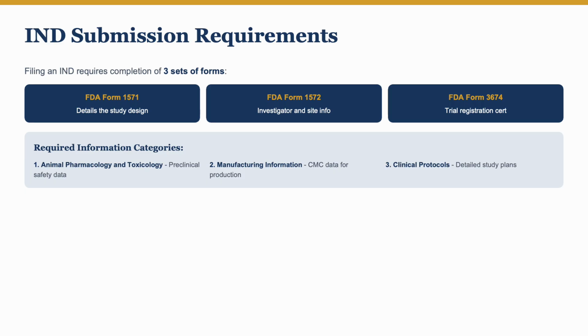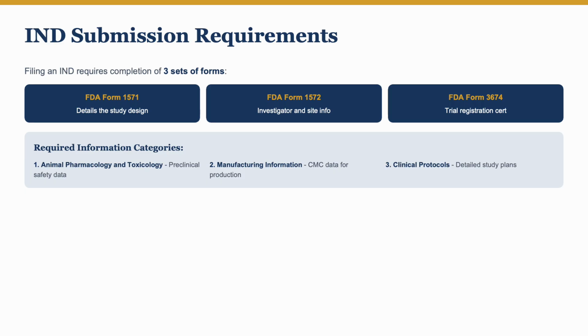FDA Form 1571 details the study itself, including the study design, objectives, and scope. FDA Form 1572 provides information about the investigators and study sites, essentially a commitment from investigators to conduct the study according to regulations. FDA Form 3674 certifies that the study is registered in clinicaltrials.gov, the national database of clinical trials.